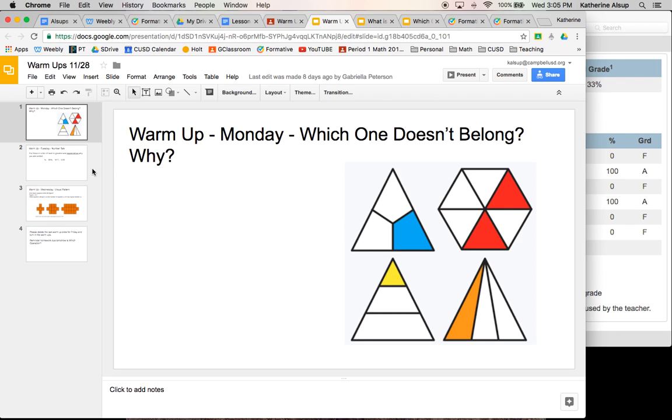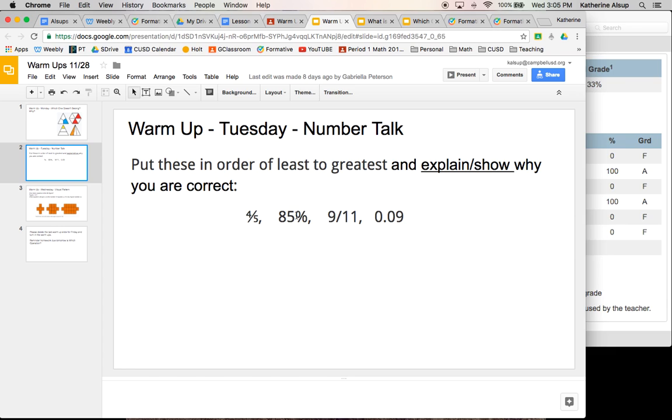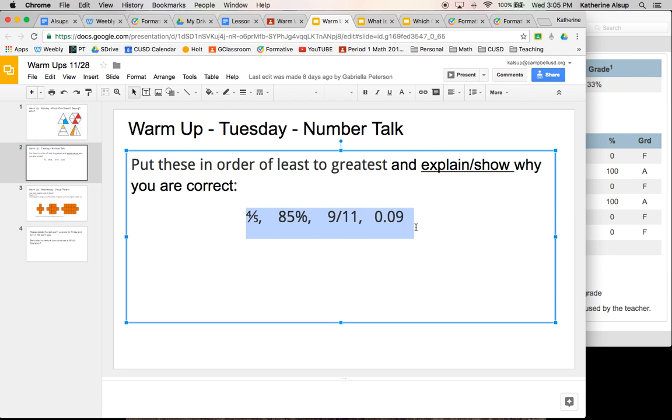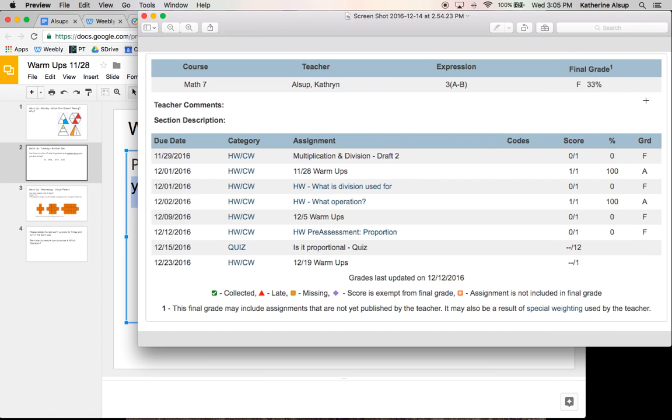Another common one that students don't show work on is the number talk, where you place in order of least to greatest several values. And in this one, students would place them in the correct order, but they didn't explain or show why they were correct, and we spent a lot of time in class proving why the order is correct. So that's pretty much it for warm-ups.